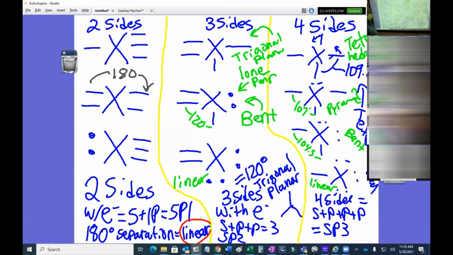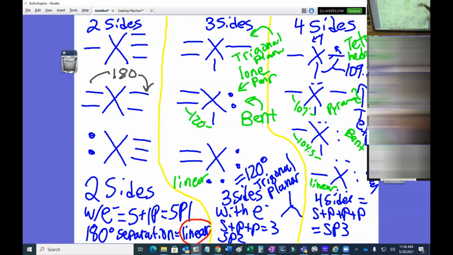Okay, that would be sp2. sp2 hybridization. You can look at it like this: three sides, s plus two p's, sp2. You can also go s, p1, p2. All right, sp2 hybridization based on trigonal planar, 120-degree separation. The actual bond angle is going to be determined by how many unbonded pairs of electrons there are.